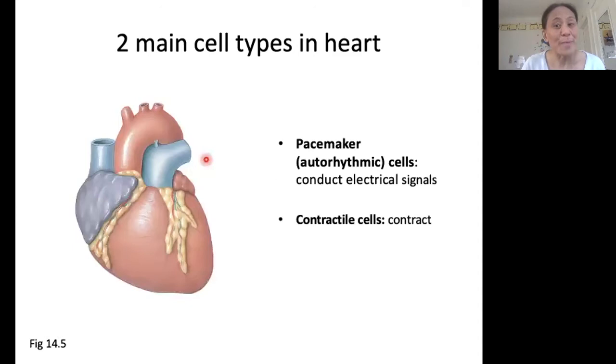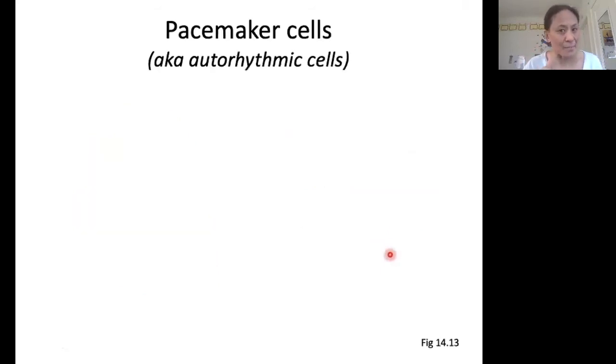In this video, we are going to be talking about the cell types of the heart. The heart has two main cell types. We've got the pacemaker, also known as autorhythmic cells, and the job of these cells is to conduct electrical signals through the heart. Our other main cell type is contractile cells, whose job it is to contract. Both of these are technically muscle cells, as we'll see in the slides coming up.